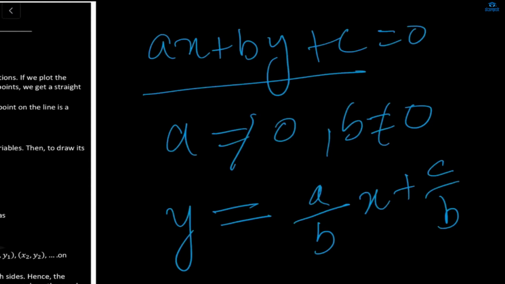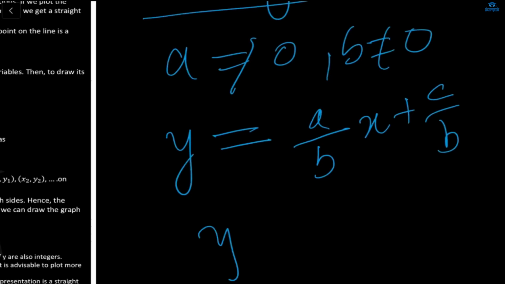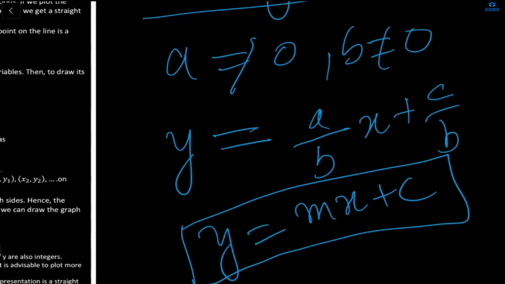Okay, so this will be your equation. We generally write the equation of a line as y is equal to mx plus c. You will come across this in 11th, I think. Y is equal to mx plus c, where this m is called the slope. What will be the slope of the graph?